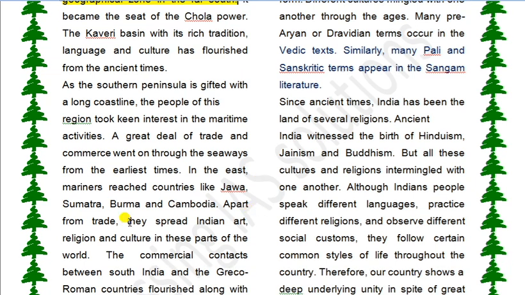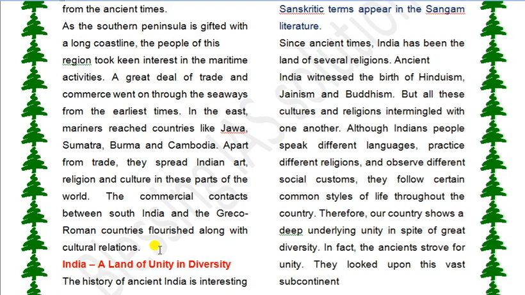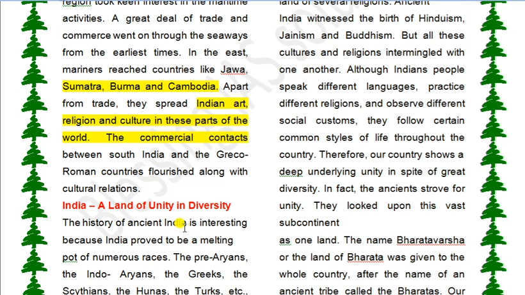As the southern peninsula is gifted with a long coastal line, the people of this region took a keen interest in maritime activities. A great deal of trade and commerce went on through the seaways from the earliest times. In the east, mariners reached countries like Java, Sumatra, Burma and Cambodia. Apart from trade, they spread Indian art, religion and culture in these parts of the world. The commercial contact between South India and the Greco-Roman countries flourished along with the cultural relation.